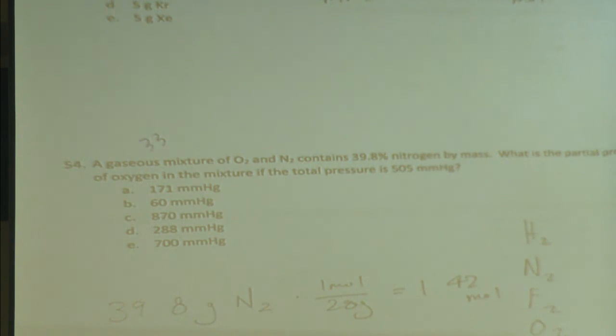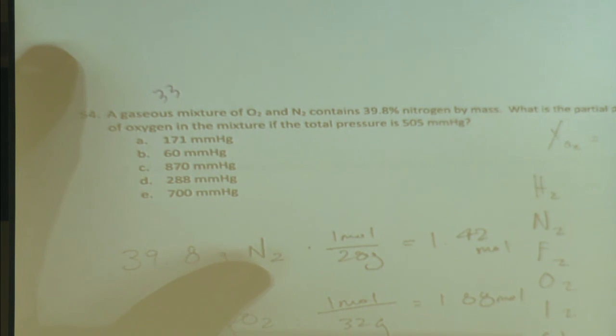So what are we trying to find in these partial pressure questions? We want to find the mole fraction, right? And then once we get the mole fraction, we can multiply that times the total pressure, and that'll give us our partial pressure. All right. So they're asking us for the partial pressure of oxygen. So the mole fraction of oxygen is equal to what?